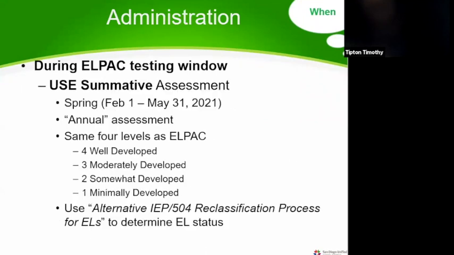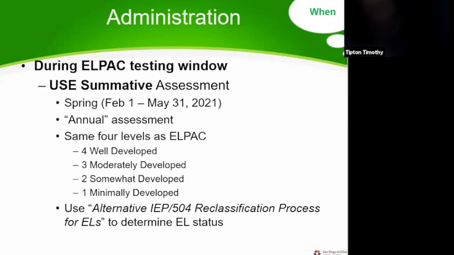But once the student's identified as an English learner, they take the yearly summative assessment, which happens in the spring. We're going to be using, again, this ELAA assessment from anywhere between February 1st and May 31st. It's our annual assessment, and we use the same 4 levels as LPAC. So there can be well-developed English, moderately developed, somewhat developed, or minimally developed.